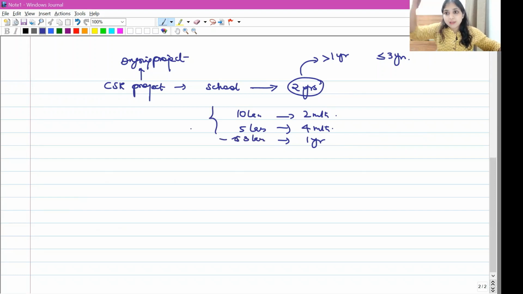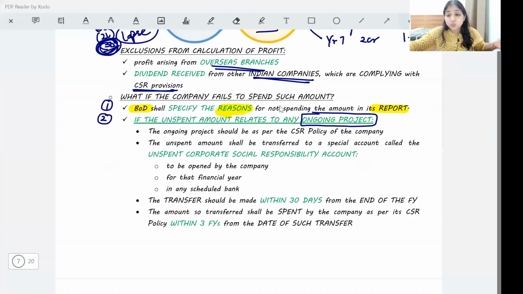So like this, you will have a schedule that in what stages you are going to finish the construction of the school, and for each stage how much money you need. So according to this schedule, current year we did not need so much money, we need only less money. So in case you spend something lesser because you have an ongoing project, then first of all, that ongoing project should be as per the CSR policy.